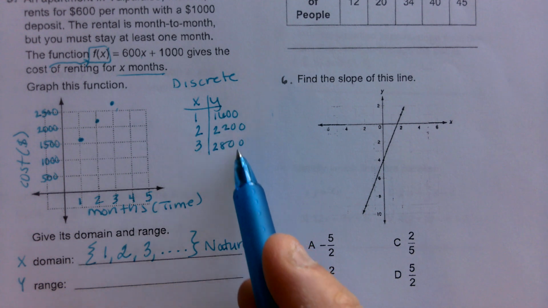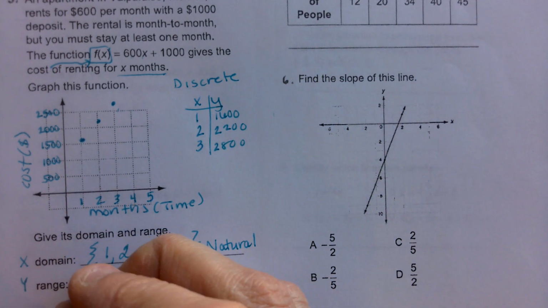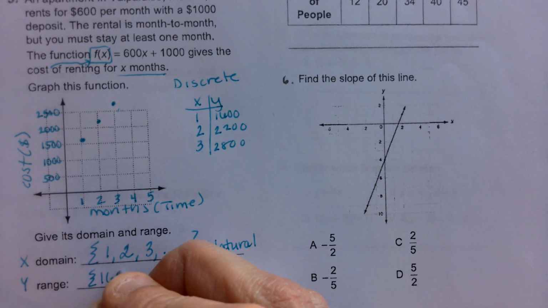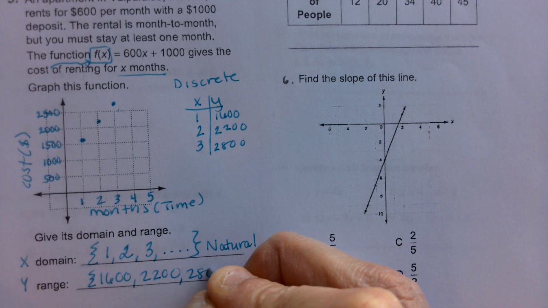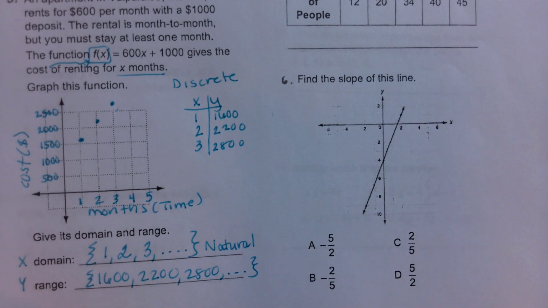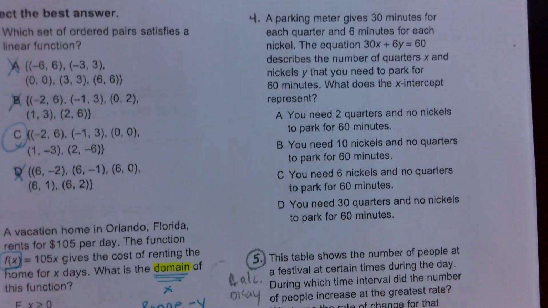Okay, and the range is your Y. So again, you're going to list these separately: 1,600, 2,200, 2,800, and then you put the ellipses implying that it's going on in that pattern. Okay. Sometimes it'll be continuous. So let me just say, what if, you know what, I'll do that at the end. Let's just keep moving.